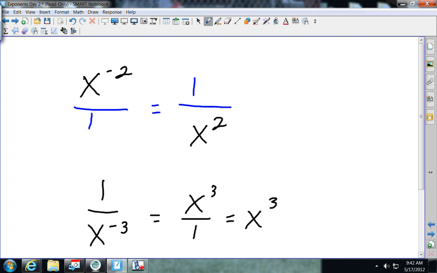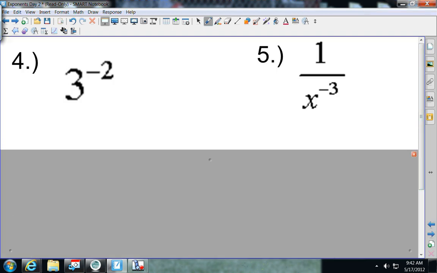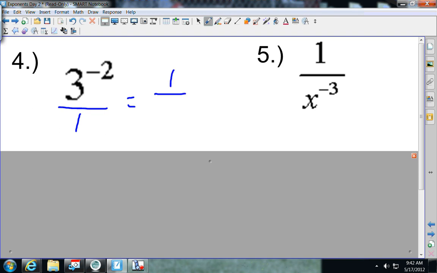Okay, so let's take a minute here. What about these two right here with positive exponents? You should know right here in this one labeled number 4 that this is over 1. If I flip it over, it's 1 over 3 to the 2nd power. Well, that ends up being 1/9.